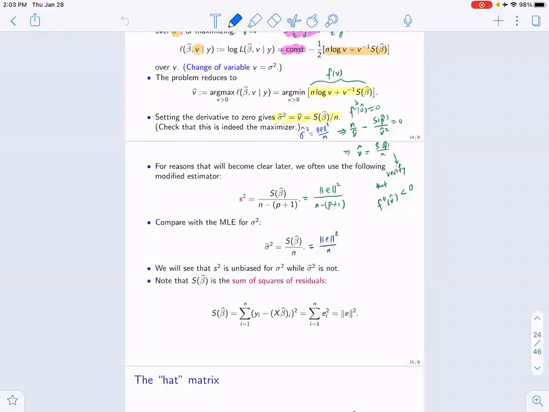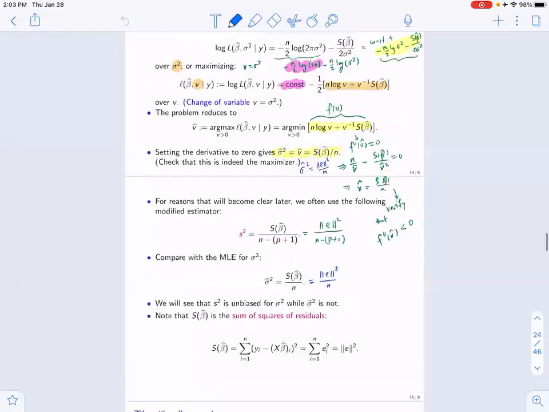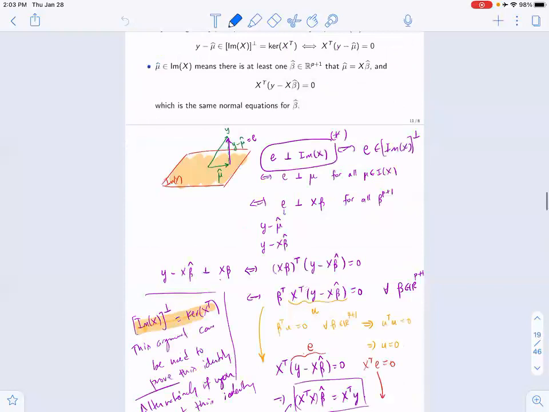So let's start. Any comments, questions before we get to the material? So let's see. Okay, so did you guys get a chance to go over the material?